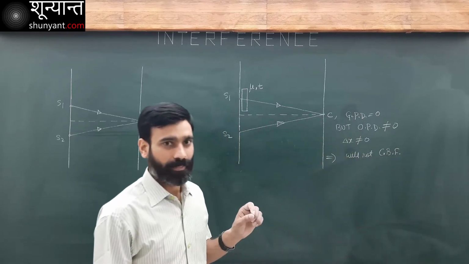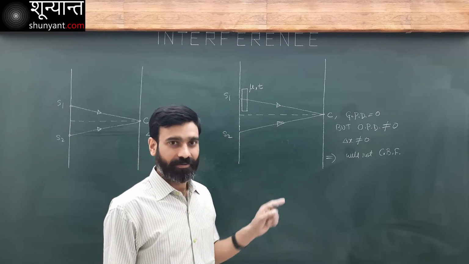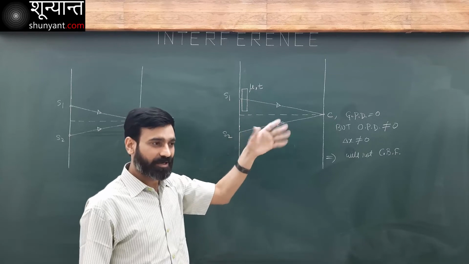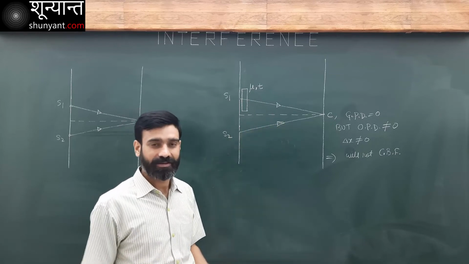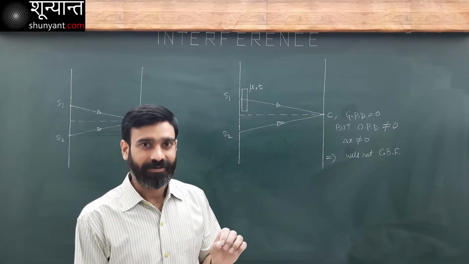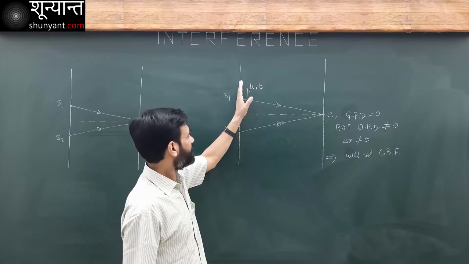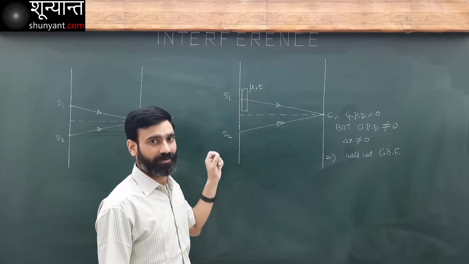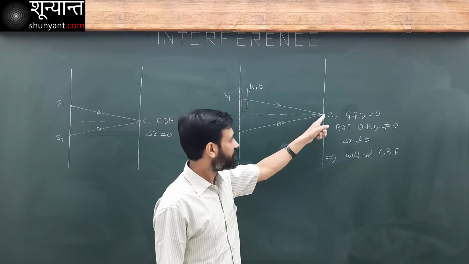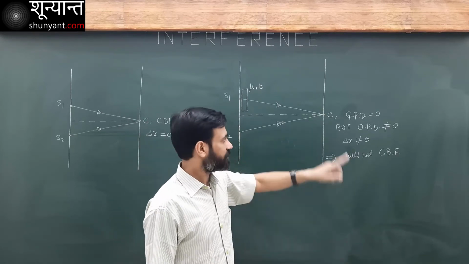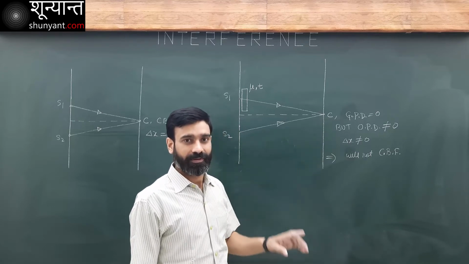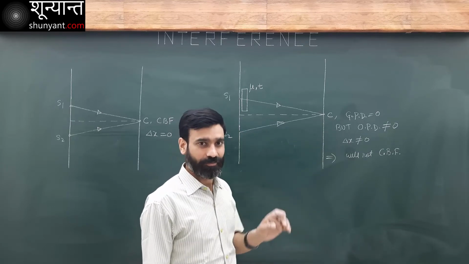Note it down. At the center of the screen, if I put a transparent sheet here, any transparent material, it can be glass, it can be plastic, and I paste it in front of one slit, one opening here, then I will not get the central bright fringe here, because the path difference will not be 0.